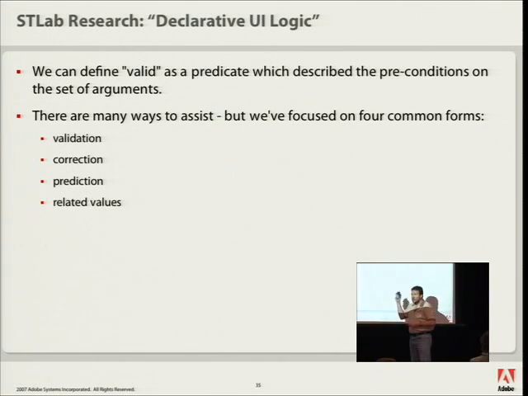Correction is the idea that, let's say I have a valid set of input, and now I poke a value, and now the system's invalid. How do I get it back to a valid state? That's correction. Prediction is letting the user specify the values for the function in terms of the desired result.